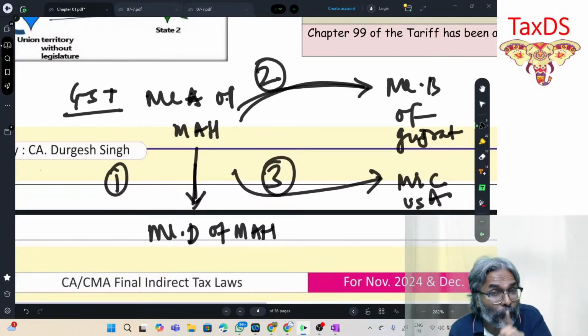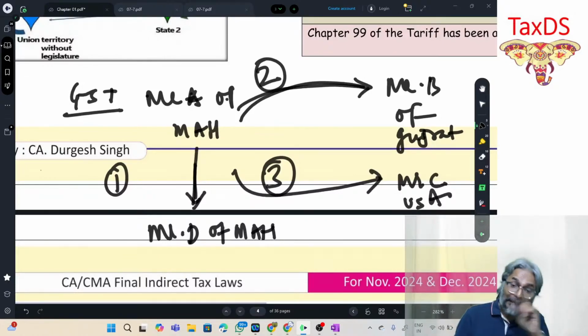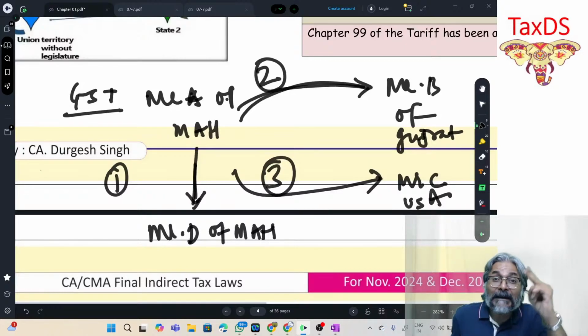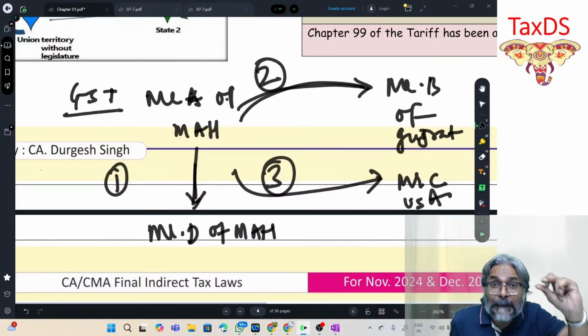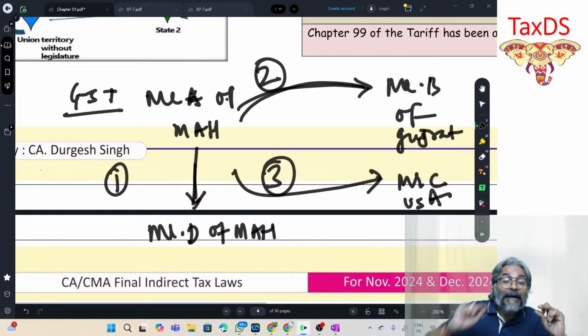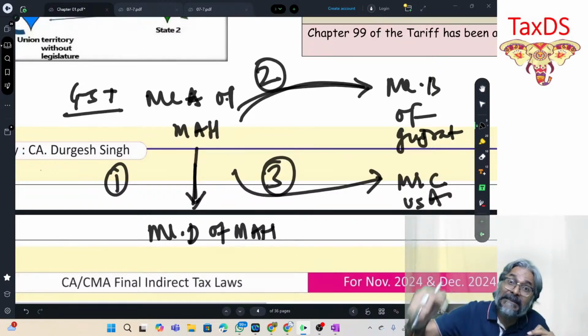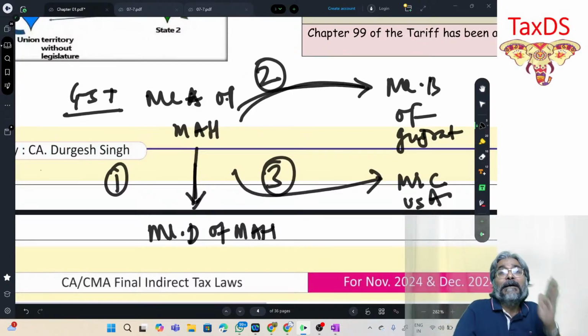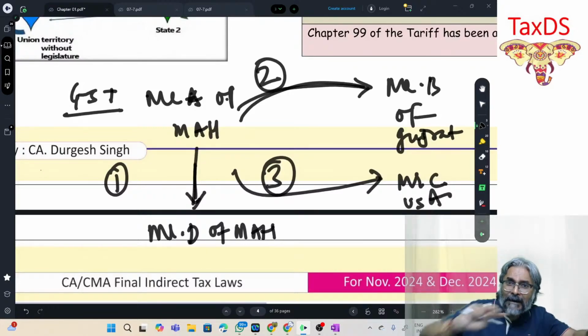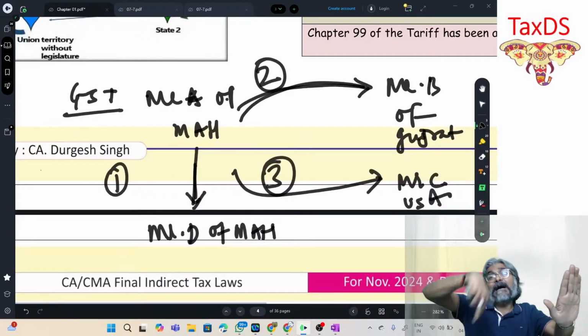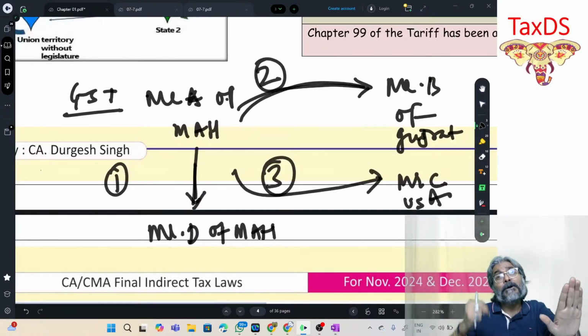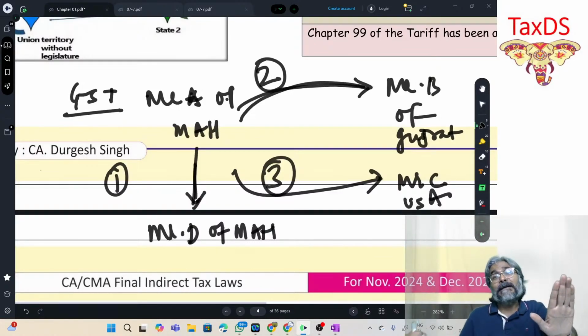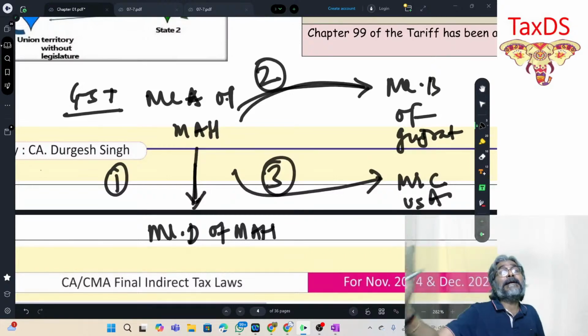Don't use the word export. Be careful when you write your answer. Here our question is to identify the type of supply. I'm not asking you the consequence, whether the GST will be charged or not. My question is limited only to identifying the type of supply. So the first case is within the state, that is the state of Maharashtra, intrastate. The other two cases are outside the state, and therefore supplies 2 and 3 would be referred to as interstate supply.